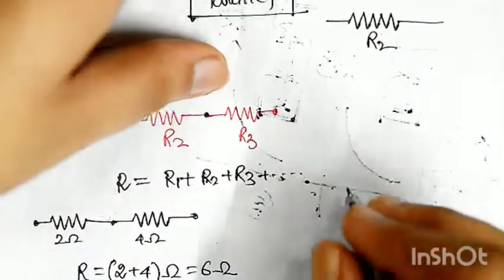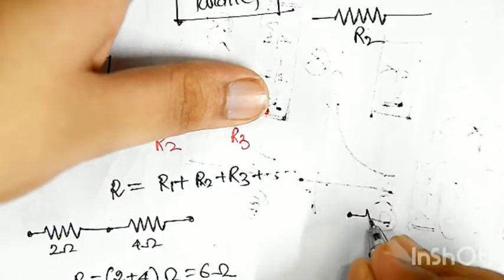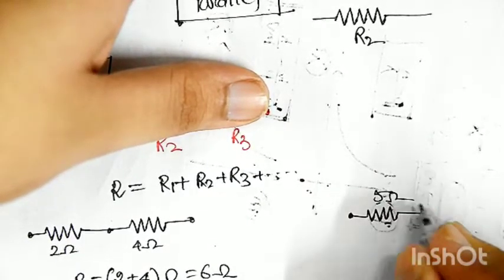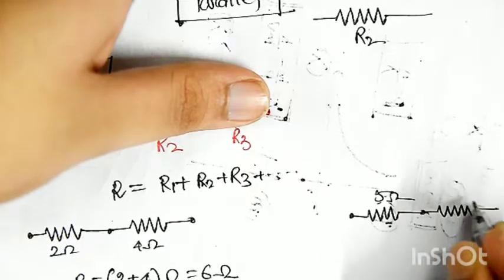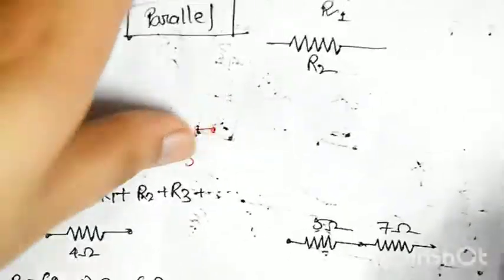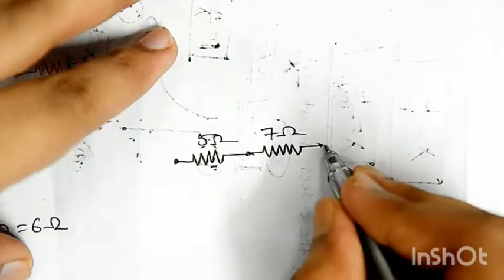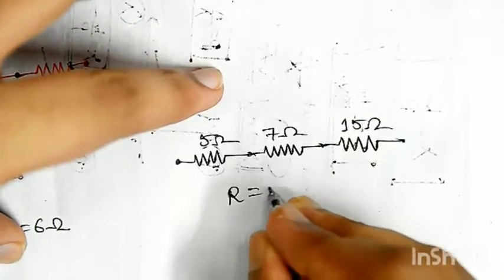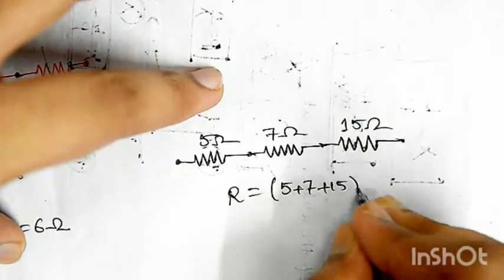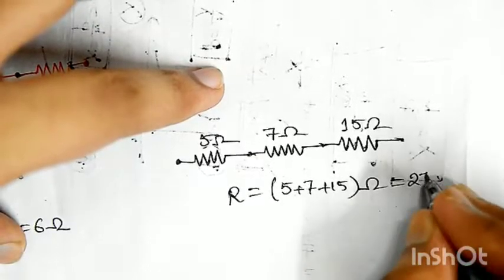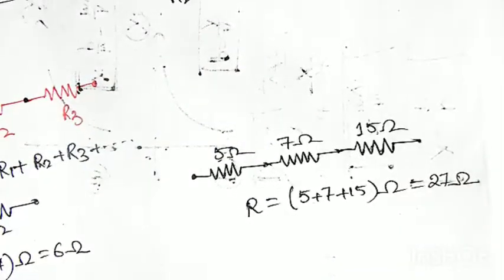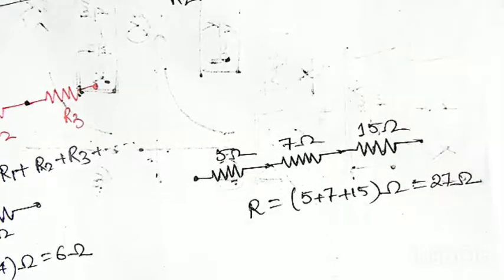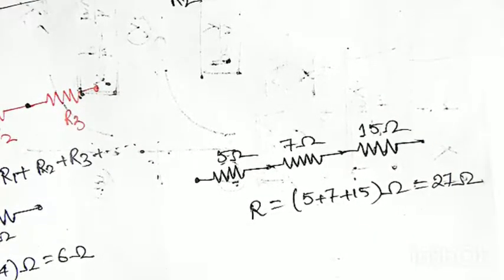If you join more than that, if you have a 5 ohm resistance joined with another 7 ohm resistance and a 15 ohm resistance, the combination will give you 5 plus 7 plus 15, that is 27 ohms. So it's basically basic addition of resistance, nothing special than that. It's a very simple method of doing this. What are the few properties of this combination?